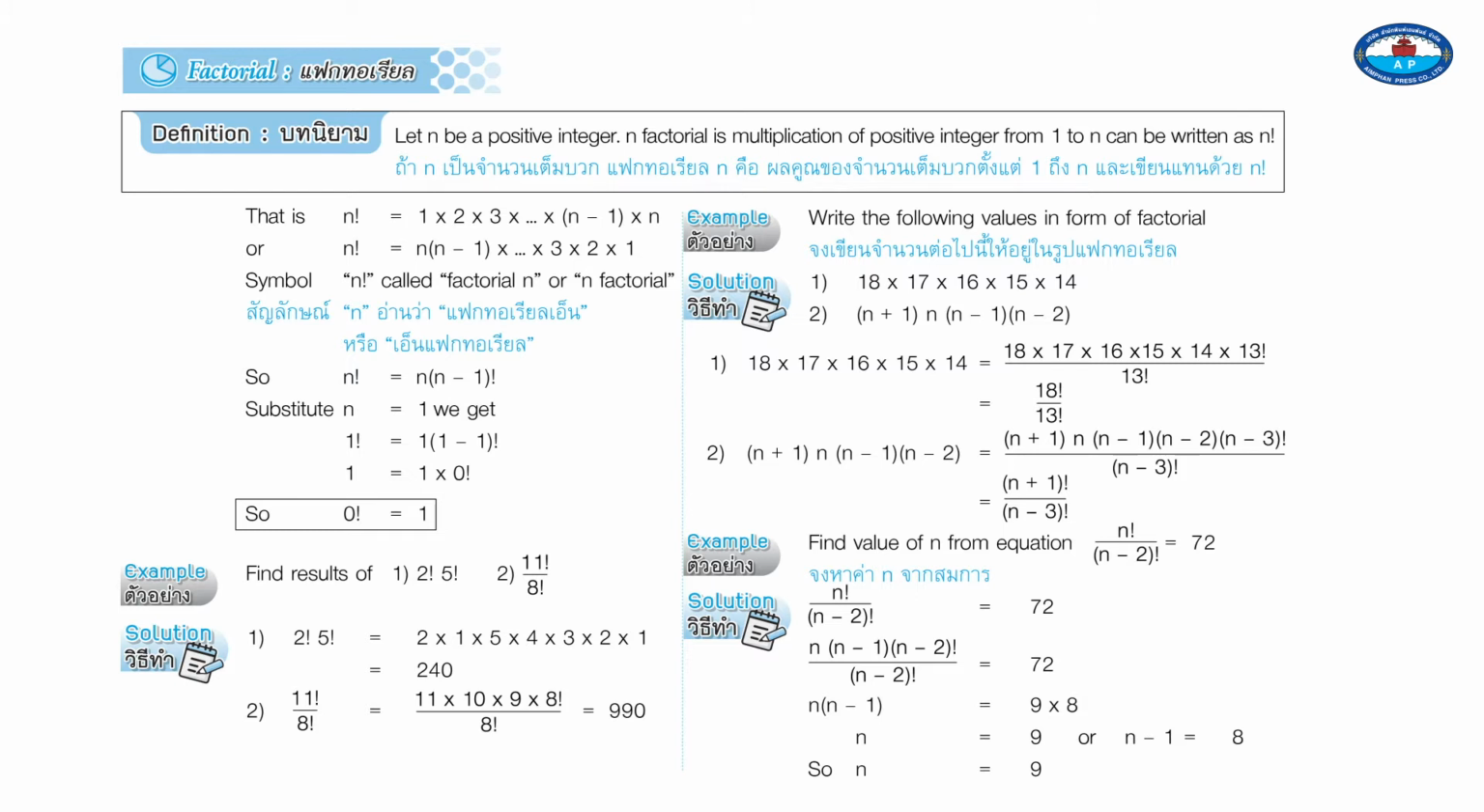So, n factorial equals n times n minus 1 factorial. Substitute n equals 1. We get 1 factorial equals 1 times 1 minus 1 factorial, so 1 equals 1 times 0 factorial. So, 0 factorial equals 1.